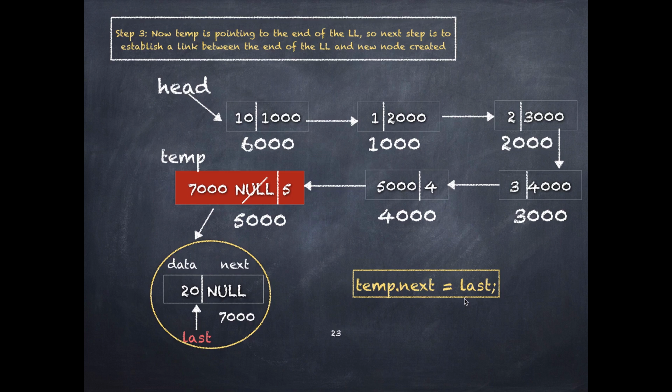Insertion at head, are you doing any looping? No. What else are you doing? You are just making some pointer reassignments, right? You are creating a new node and doing some pointer reassignments, which will take a constant amount of time. So it is O of 1 time complexity to insert a new node at the beginning of the linked list.